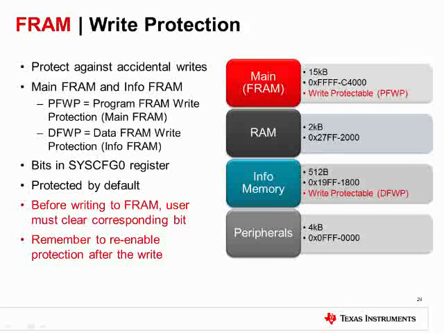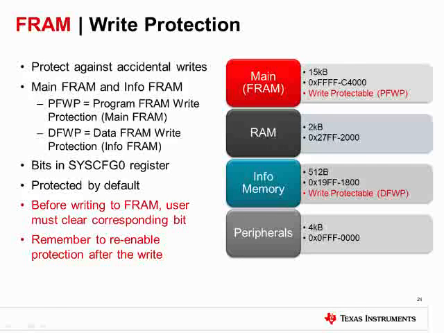Because FRAM is so easy to write to, just like RAM, it's important to be able to protect it from an errant write that could occur from, for example, writing off the end of an array or misuse of a pointer. Because of this, it's important to protect your code that is in FRAM from getting overwritten accidentally during runtime.